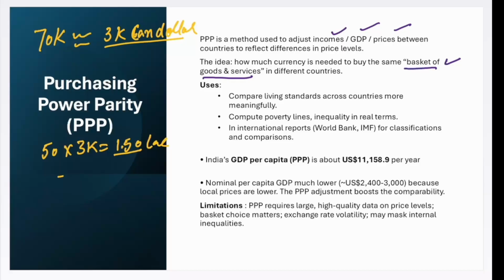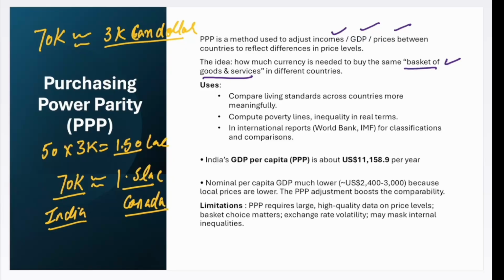So we can say here that 70,000 in India can buy the same goods and services for which 1.5 lakh would be required in Canada. So this is India, this is Canada. Now you understand that you cannot say that a person earning 70,000 here and a person earning 70,000 there is the same. No, it is different, because the same amount of goods and services required in India requires a lower cost, whereas it is higher in a country like Canada. So here we are able to compare the living standards.